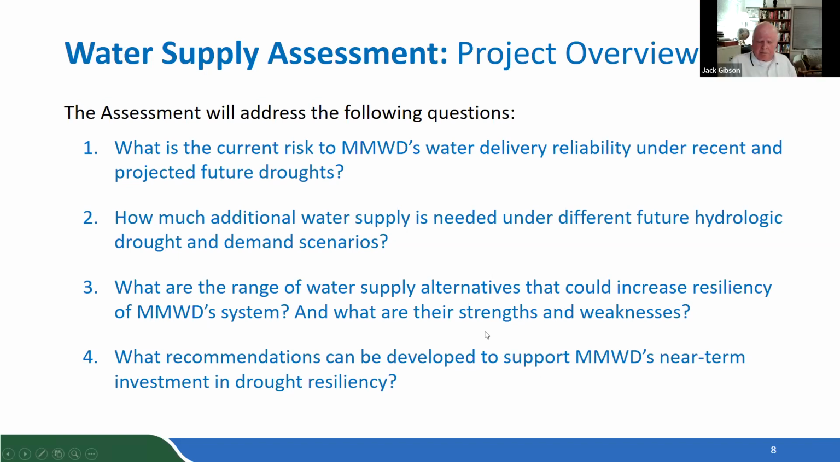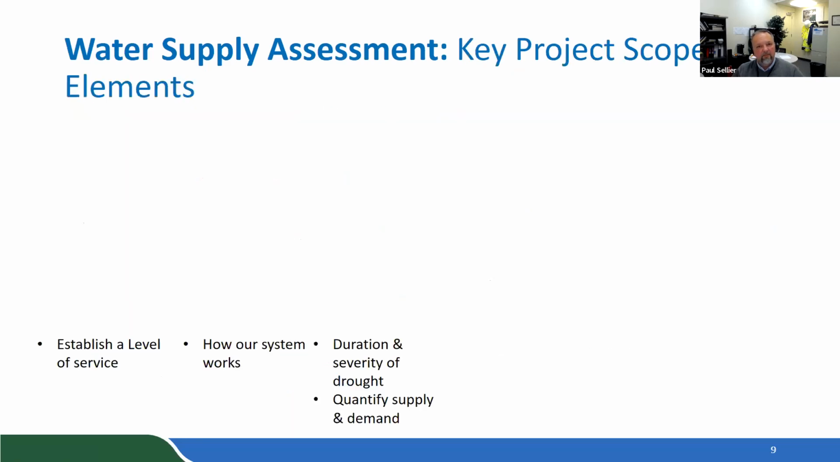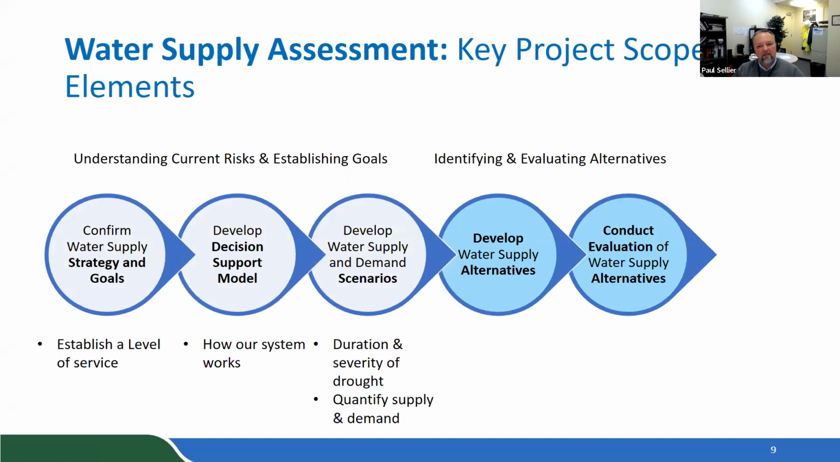I remember that. Okay, so in support of getting to the root of these questions, the project has sort of 6 key scope elements. And as we look at them here, the strategy and goals being the first bullet, but really all of these first 3 are being developed in parallel, and they're geared toward understanding the risk and establishing the goals. So if we think of strategy and goals, it's establishing a level of service.